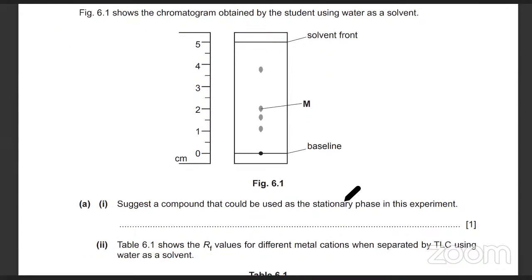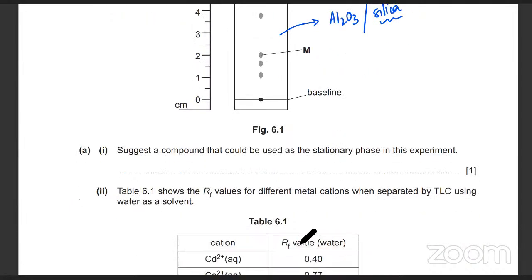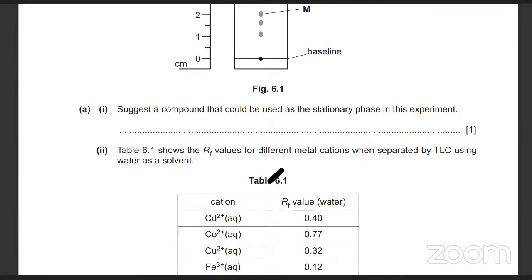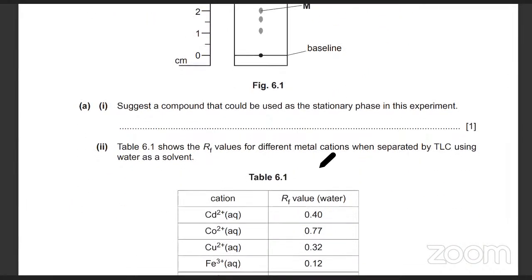Suggest a compound that could be used as a stationary phase in the experiment. That's the gel, and that's silica or aluminum oxide. That's usually used. And the table shows RF values for different metal cations, which were separated by TLC using water as a solvent. So the RF values are given.